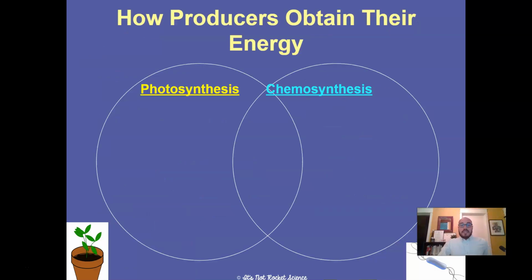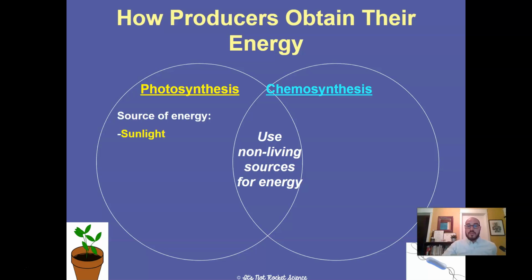So at the beginning of this, I talked about there's actually another thing that doesn't really use sunlight, and that is chemosynthesizers. All right, so the thing about both types of producers is that they're both using non-living sources for their energy needs. Okay, so sunlight for one, chemicals for the other one.